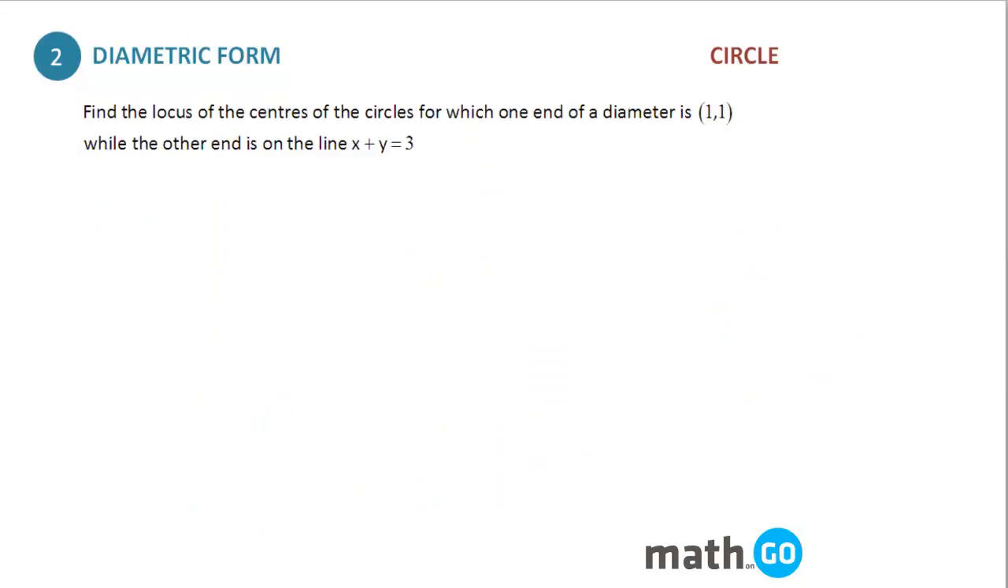Okay, so the next question says find the locus of centers of the circle for which one end of the diameter is 1 comma 1, right, and the other end is on x plus y. So now the other end lies on the line, right? Let me show you with the diagram. Okay, so now this is what is meant by the question.